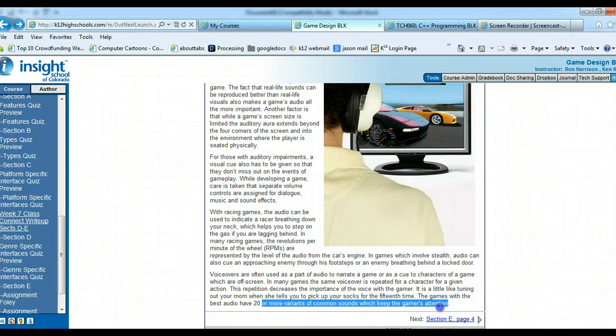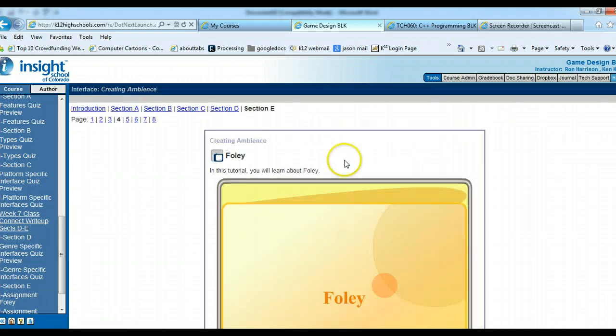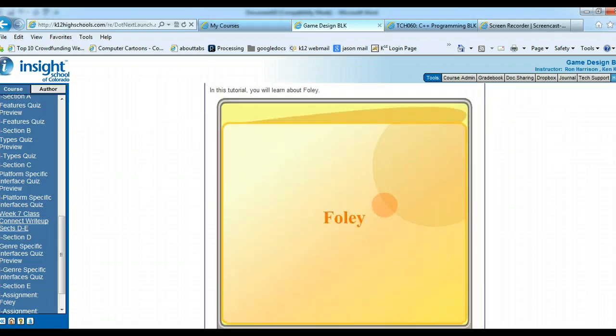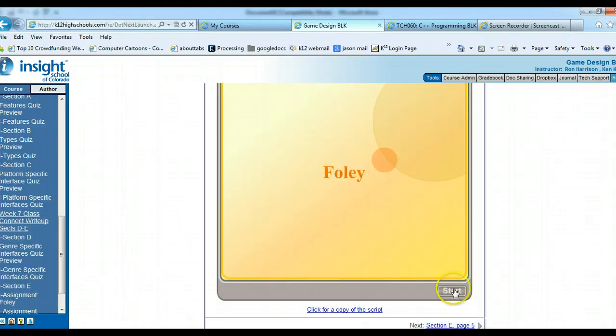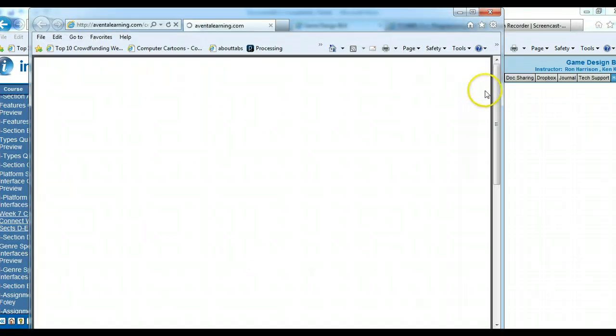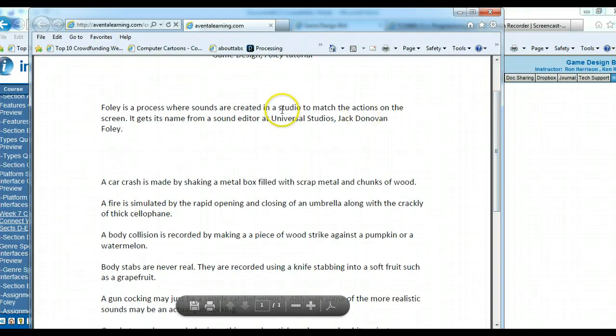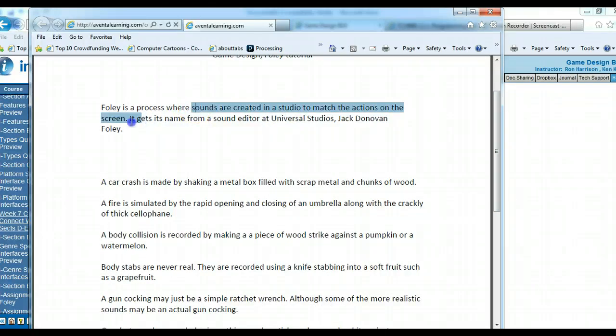20 more variants of common sounds to keep the player interested. Okay, page 4. Now we're going to start talking about what's called Foley. You can click right here and listen to this presentation, or you can look at the script. Foley is a process where sounds are created in a studio to match the actions on the screen.